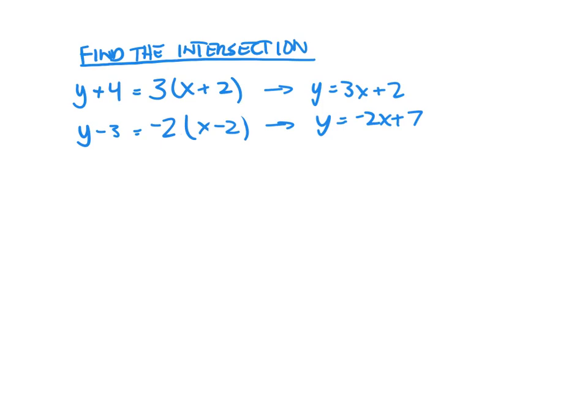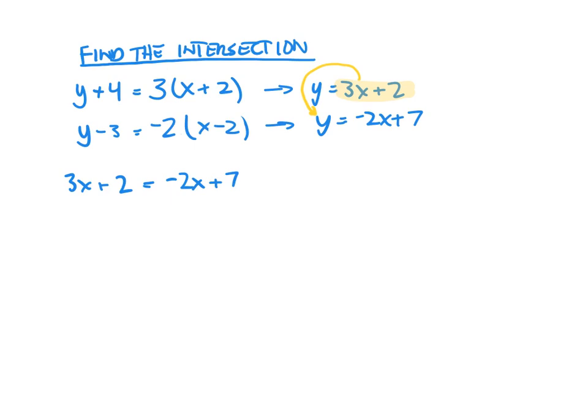And since we know that y is equal to 3x plus 2, we can substitute that expression into the other equation and we can solve. So let's do that here. 3x plus 2 is equal to negative 2x plus 7. Okay, so let's now continue, and we only have one variable, so we can continue to solve.